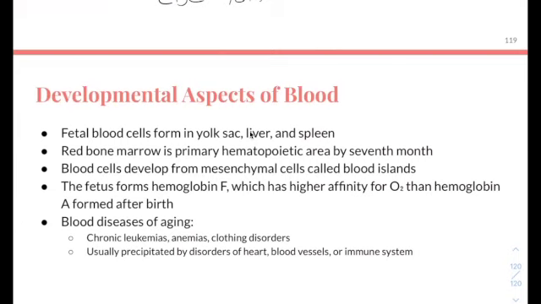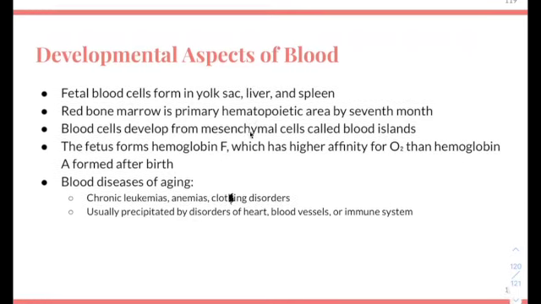So there's different blood diseases of aging. Of course, there's the chronic leukemias, the anemias, clotting disorders that are usually checked more often as you get older. A lot of times they are precipitated by or caused by disorders of the heart, blood vessels, or the immune system. So there's a lot of things that can cause blood problems, so there's a lot of different places to look. That is actually it for today.